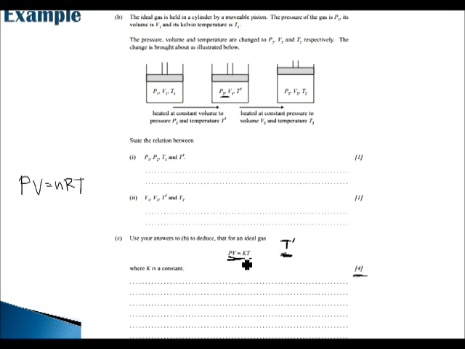Okay, so I'll let you try that on your own. If you have any questions, you can just come talk to me, but I'm going to leave that one to you to try on your own. Okay, so those are some examples. Hopefully that clarified how to use the ideal gas law to solve real-life situations.